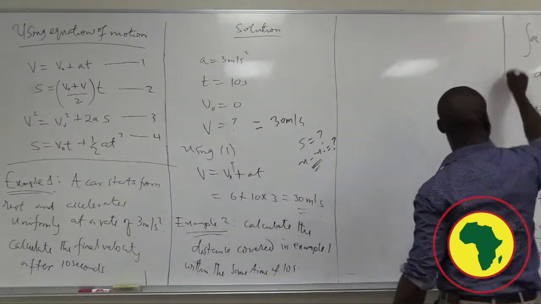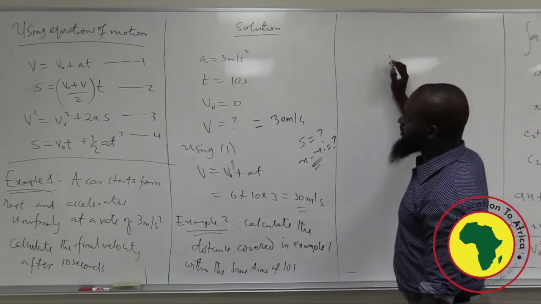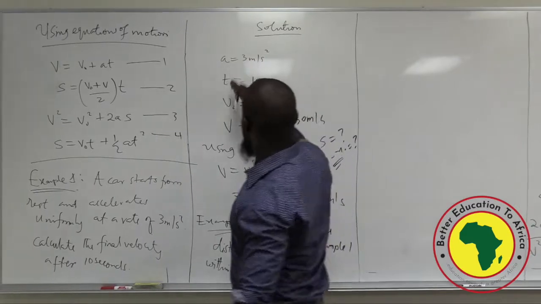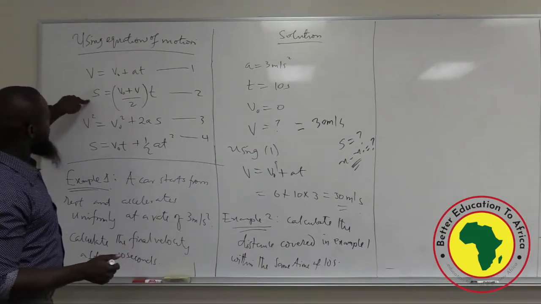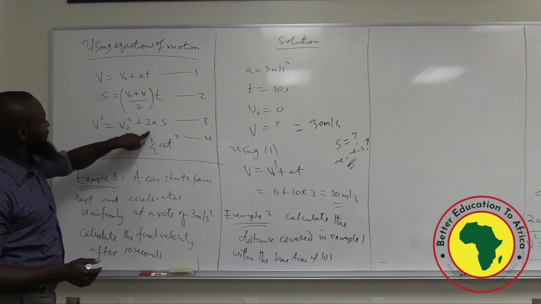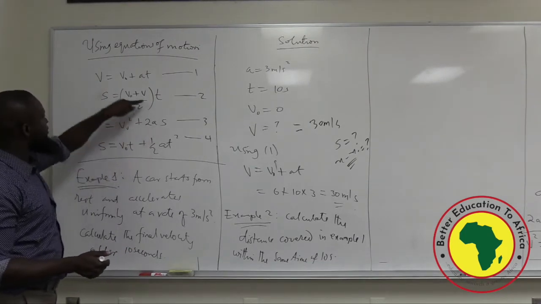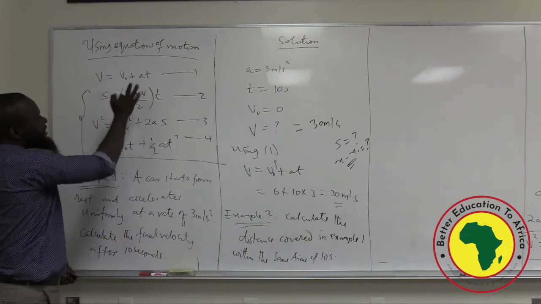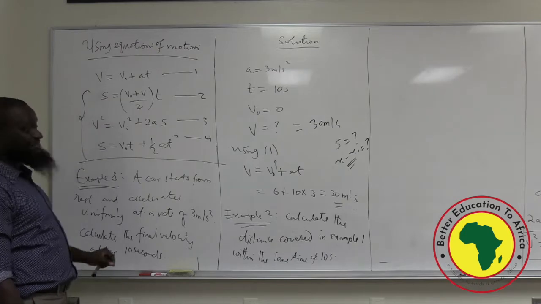Now, here, we are looking for S. So I need an equation that has any of these with S. This one, V naught, V, I can use two. I have acceleration, I have V naught, I have V. I can use S, I have V naught. I can use any of the remaining three because I have all the information. So I'm going to use all the three and we'll see we get exactly the same answer.